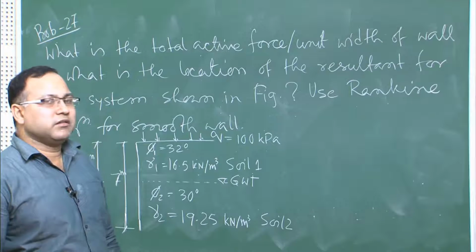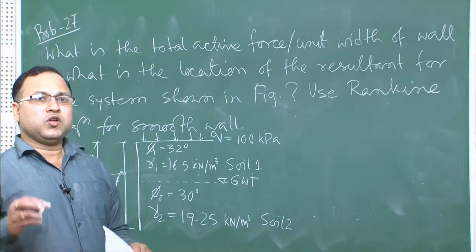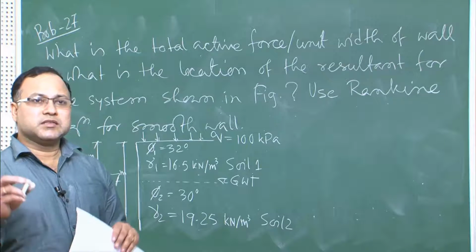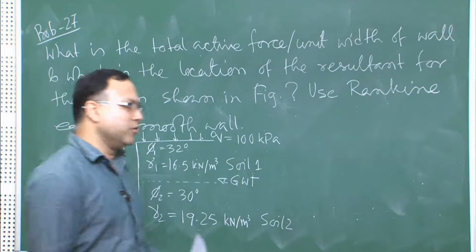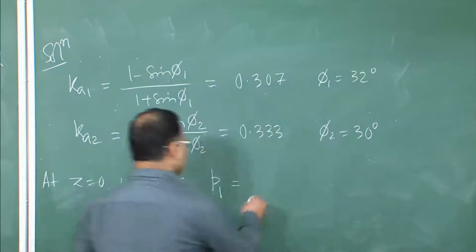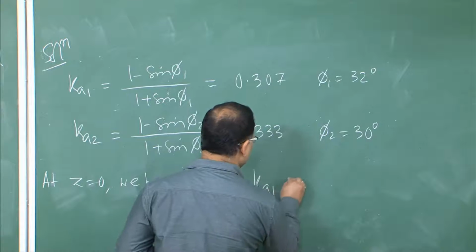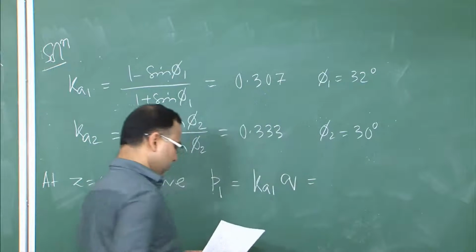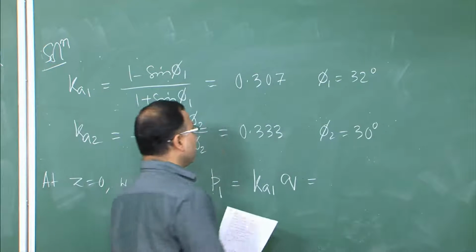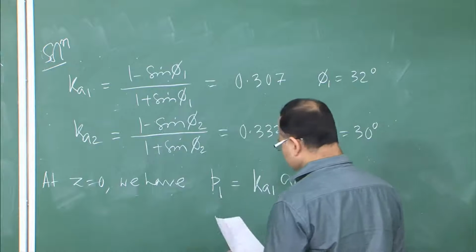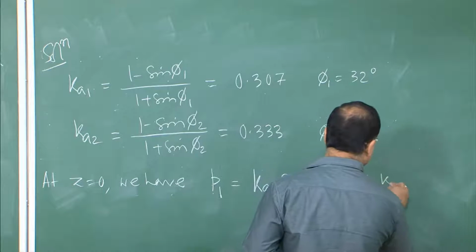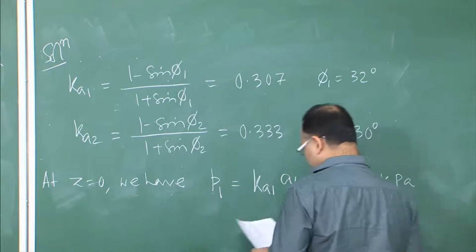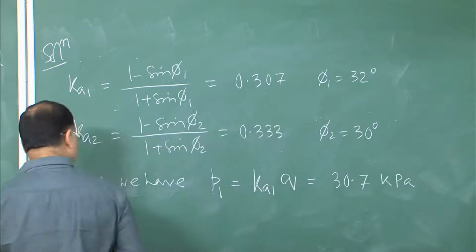So, what will be only remaining? The remaining part will be the surcharge, due to that you will be getting some active earth pressure at the top of the wall. What is that magnitude? Ka1 into Q. Okay. So, Ka1 you know 0.307 and Q you know 100. So, you will be getting 30.7 kPa. Okay.